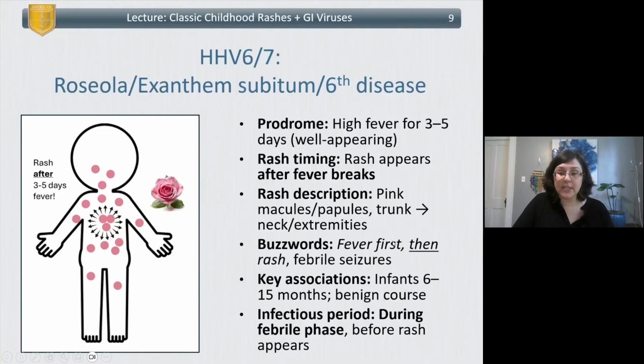Key associations include infants that are 6 to 15 months. That is going to be the big time period for when kids get Roseola. And typically it's a benign course. The infectious period is during the febrile phase, again, before the rash appears. So after the rash appears, these children are typically no longer infectious.